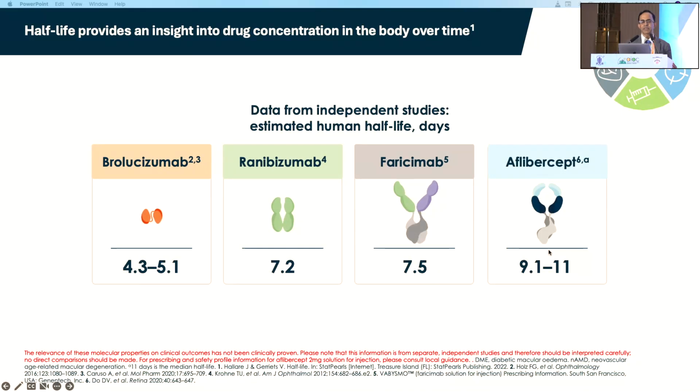Half-life provides an insight into the drug concentration in the body over time. Data from independent studies show that the estimated human half-life of aflibercept is about 9.1 to 11 days, which is more than that of ranibizumab, faricimab, and also brolucizumab.